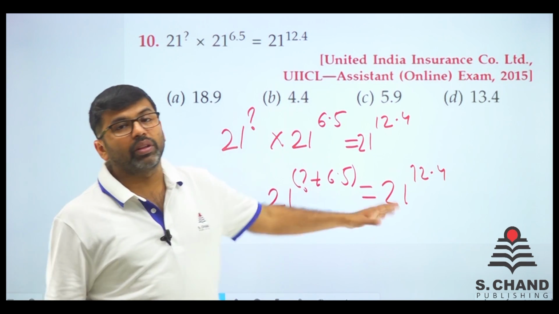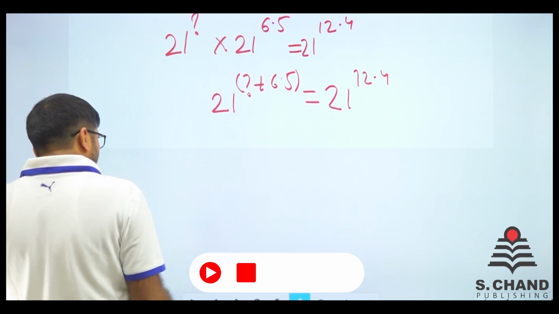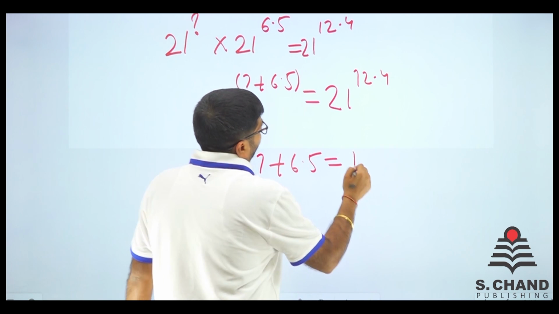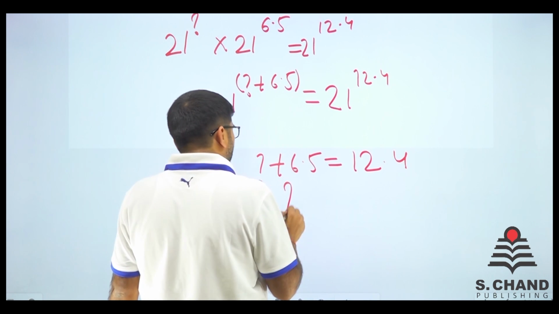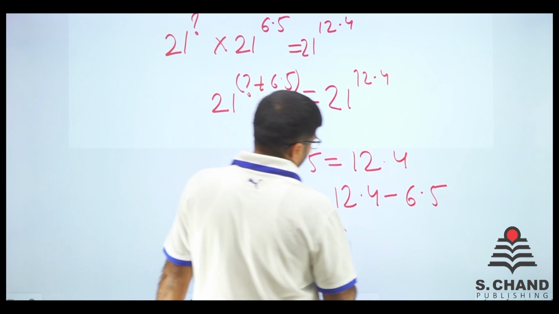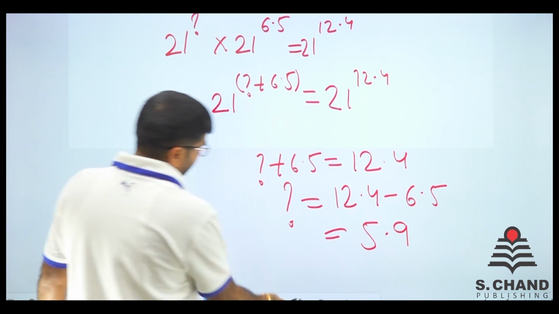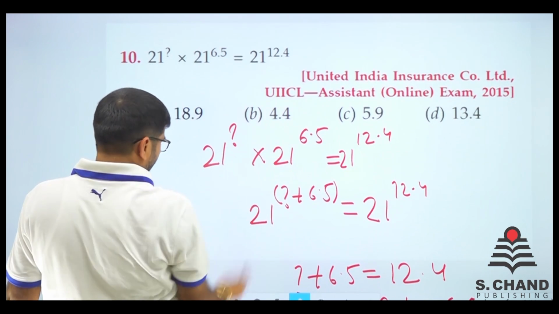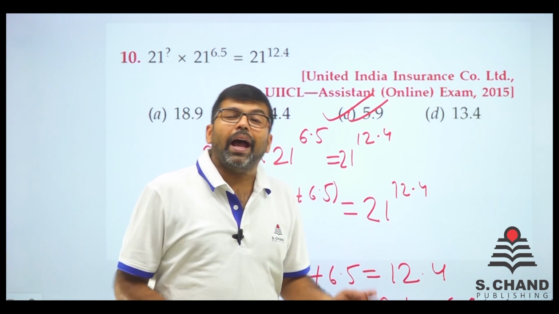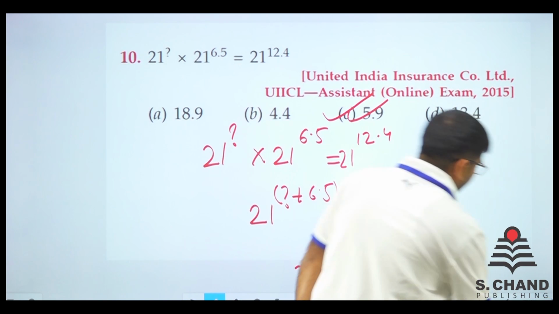Now the bases are same on both sides. If the bases are same on both sides, and if they are equal, that means the powers are also same. So question mark plus 6.5 is equal to 12.4. So question mark is equal to 12.4 minus 6.5. So the answer is 5.9, right? Let's see, is there any option called 5.9? Yes, it is. Here we go. Question number 10 ka answer ho jayega C for cat. And in the same way, we are doing questions one by one. Let's move on to next question.